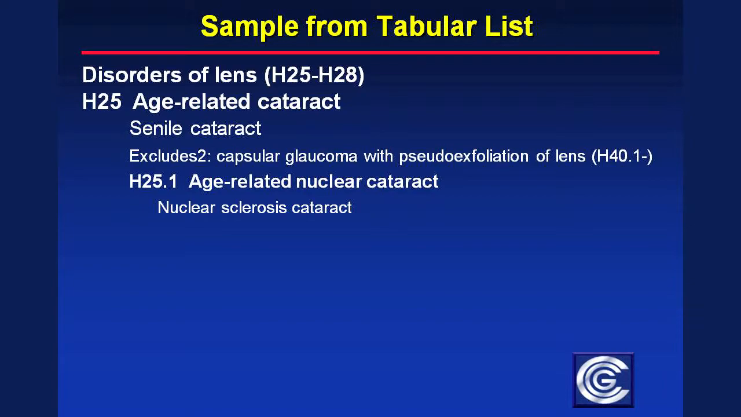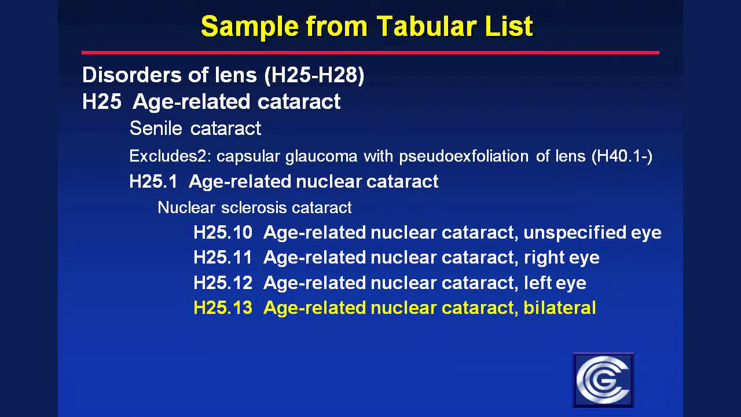H25.1 is further down the page, indented, and contains the description we want, age-related nuclear cataract. To finish our code selection, we see 4 more indented codes below H25.1 that describe laterality. In our case, the patient has cataracts in both eyes, so H25.13 is our best choice. The fact that we are only operating on one eye does not change our diagnosis of bilateral nuclear cataracts, but it may be very significant when we code the operative report later on.